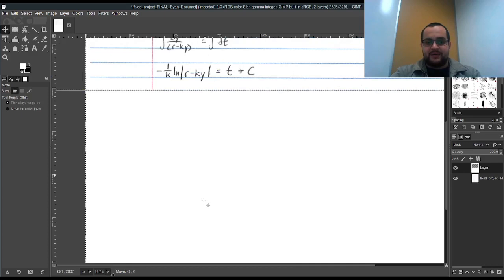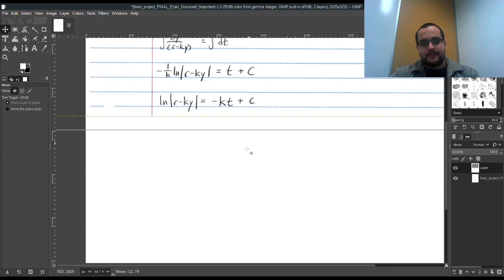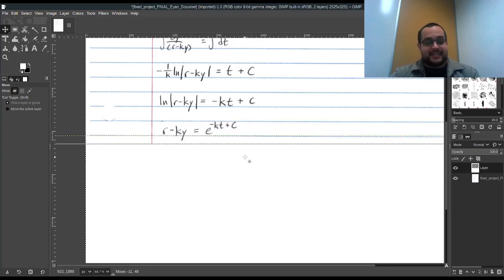So pressing on, we then take some simplifying steps. We multiply both sides of the equation by negative k to eliminate that negative 1 over k. And so now we have the natural logarithm of r minus ky is equal to negative kt plus c. And that c absorbs that negative k there because it's a constant and it can absorb the multiplication operation. From there, we then exponentiate both sides, and we have r minus ky is equal to e to the negative kt plus c.